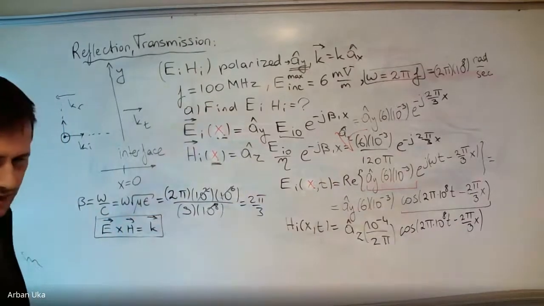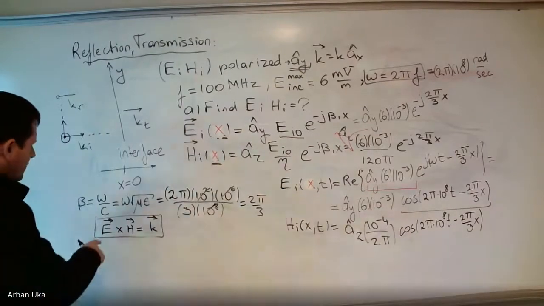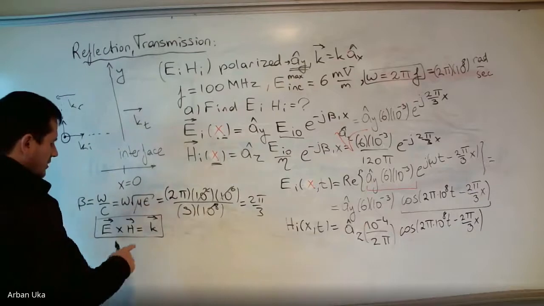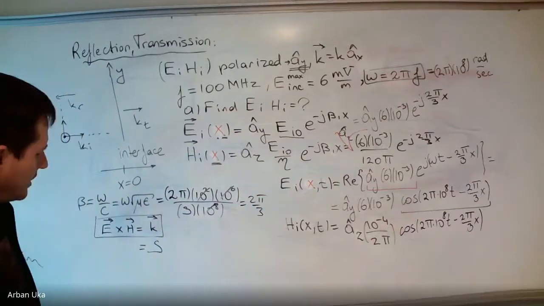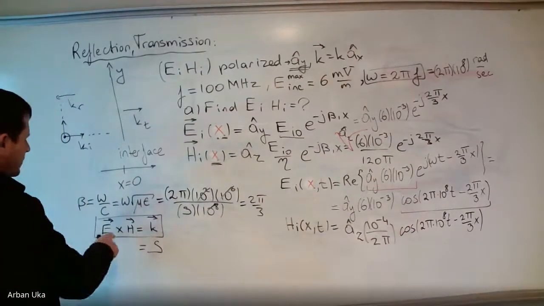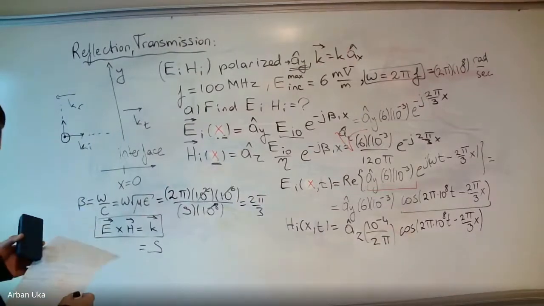This is just for the direction. The amplitude is not going to be the same, of course. But the product between these two, including the magnitude, is the Poynting vector. So the Poynting vector S is equal to the cross product between these two vectors. Now, these are the incident waves.